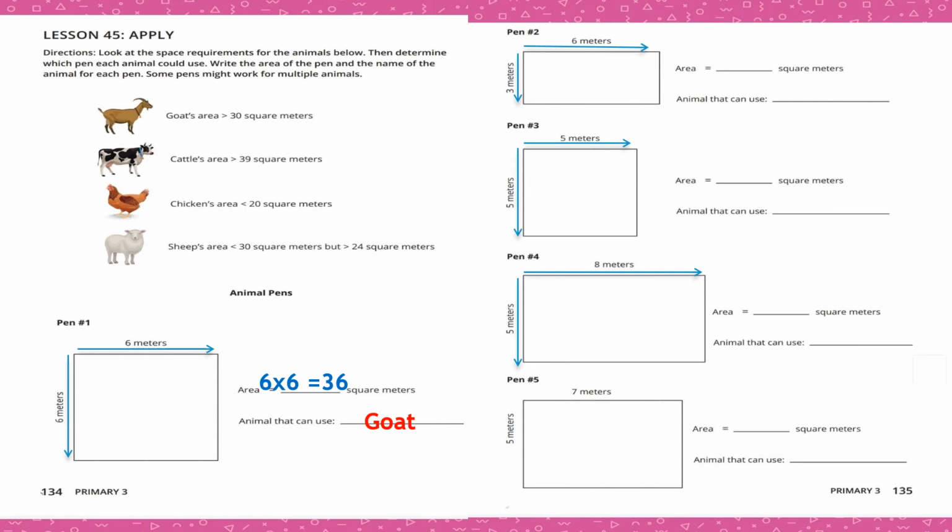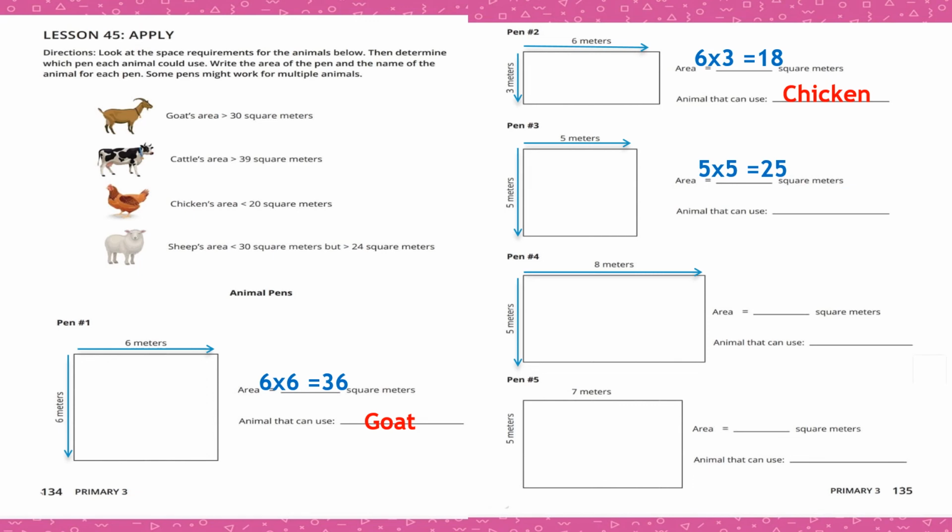The second one, its length is 6 meters and its width is 3 meters. The area will be length times width, which is 6 times 3 equals 18 square meters. So, which animal will enter this pen? Chicken, yes, chicken. Why? Because chicken wants a pen which is smaller than 20, and the 18 here is smaller than 20. Let's complete pen 3.